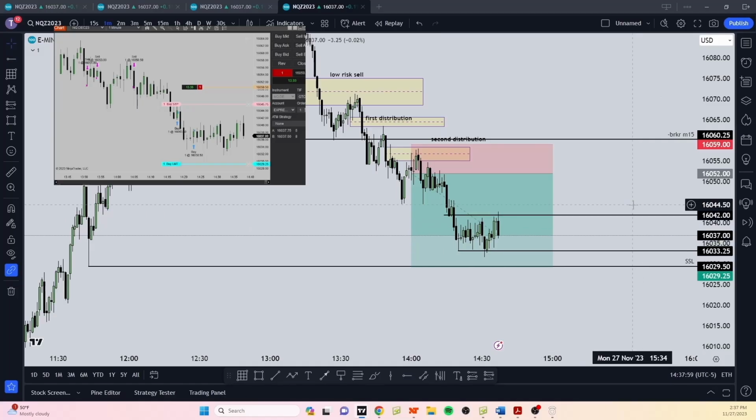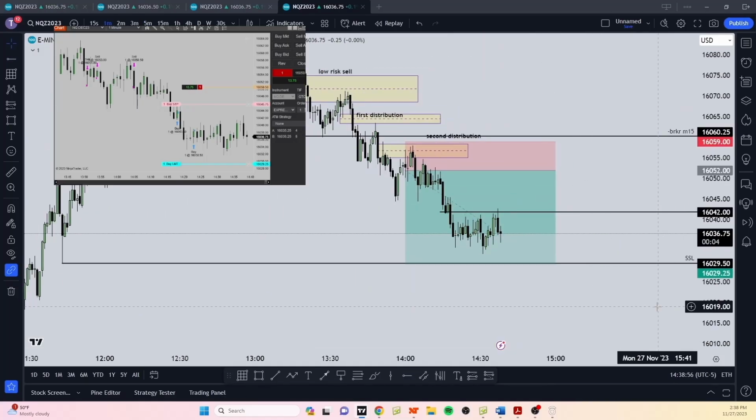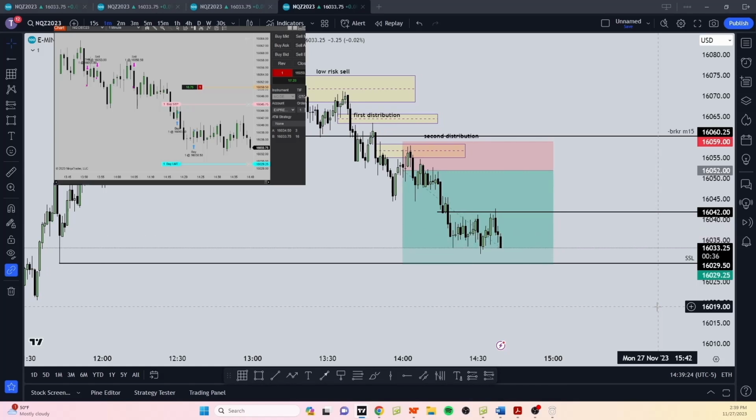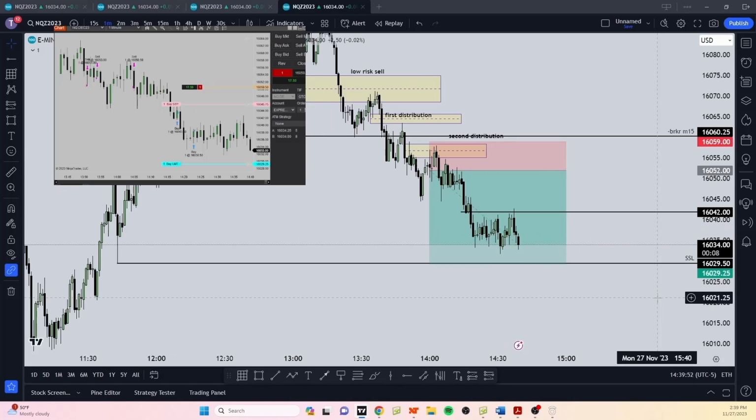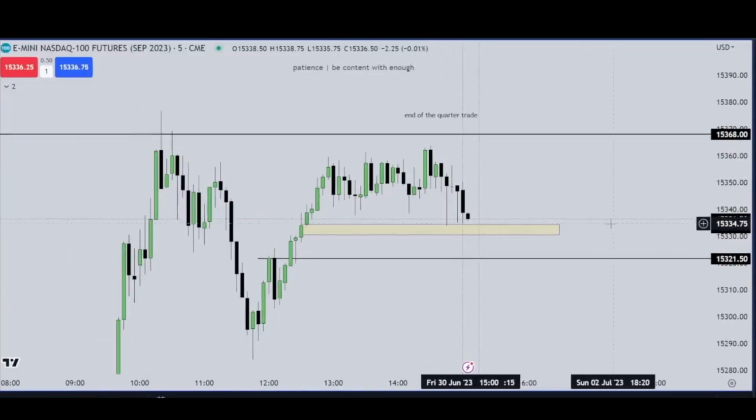And here I'm marking out that order block we just rejected from. Then I bring my stop lower because I think that should be like a 3-drive pattern to go lower. And we get filled.